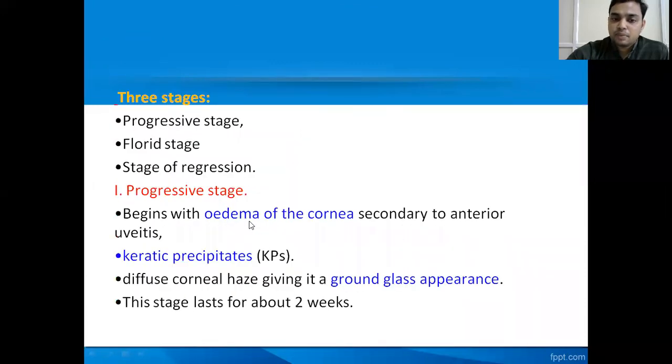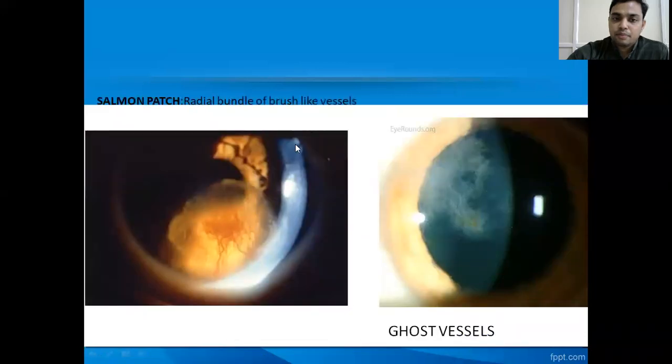In this ground glass appearance, a radial bundle of brush-like vessels is seen as a patch, which appears dull red in color. That patch we call a Salmon's patch. After resolution of the infiltration, this leads to left-out vessels that lack blood, so they appear as ghost vessels. This is in the final stages of the interstitial keratitis. In the acute stage, we see Salmon's patch. In final stages, we see ghost vessels.